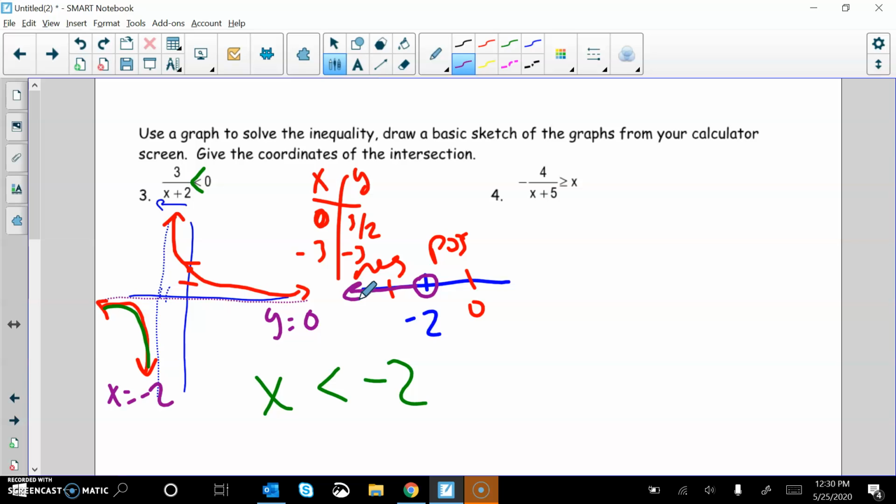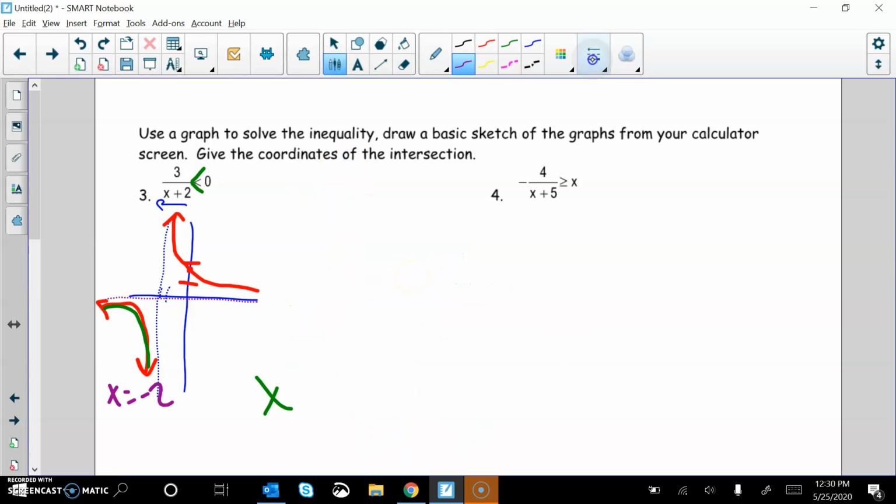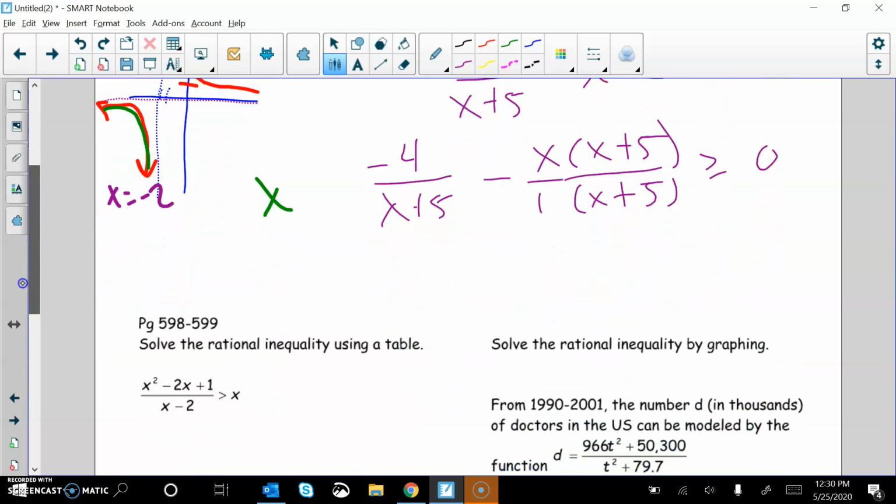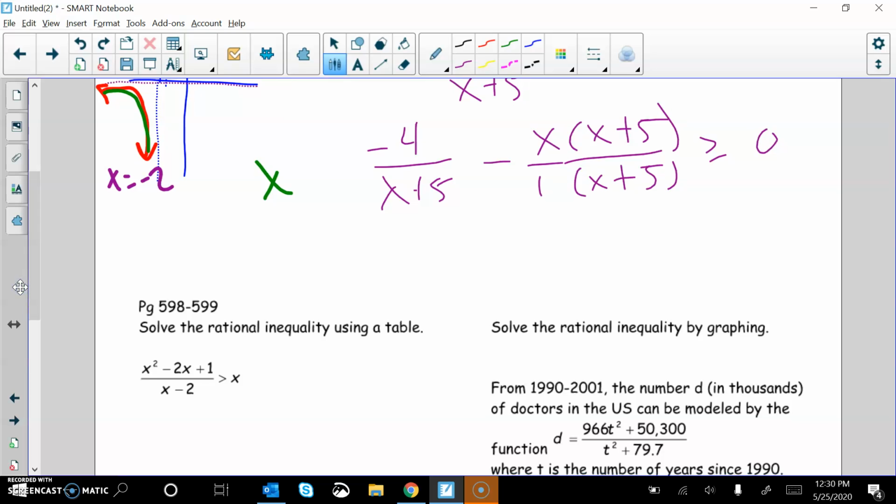All right. Number 4 is going to require all the steps we did on number 2. So let me make some space here. Step 1, set it to 0. So minus x on both sides. Step 2, rewrite it as one fraction. So x over 1. My common denominator will be x plus 5, which I have to introduce. I'm going to run out of space quite quickly. So x plus 5 is my common denominator.